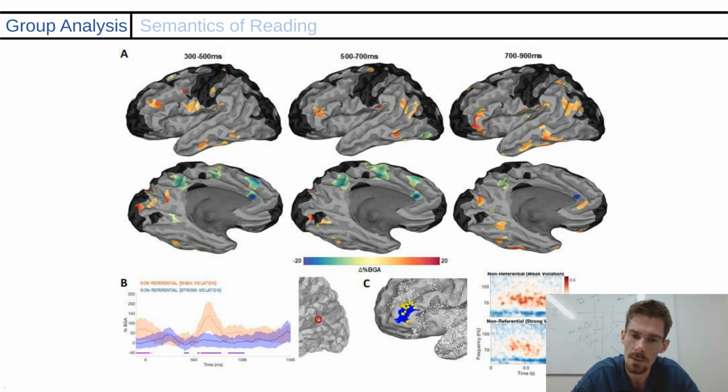So what we did is we contrasted the weak with the strong violation non-coherent sentences, and we plot the responses here, again looking at BJ, and there was a pretty clear effect in pars triangularis and middle temporal gyrus for weak as opposed to strong violations. So in other words, where there was semantic coherence, you find greater BJ in IFG and MTG.